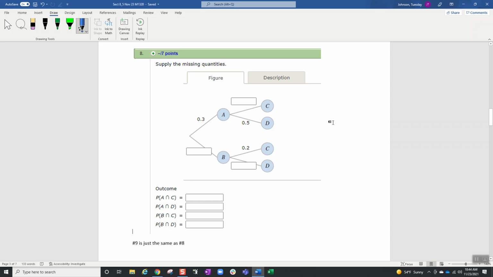Here we go. Factor trees are awesome, and probability trees are even more awesome. So what we need to do at each level, and here's a level, and then here's a level, and then we could go on from here if we wanted to, but everything from the start to this end has to add up to 1.0. So if I already have 0.3, I need 0.7 in order to add up to 1.0.